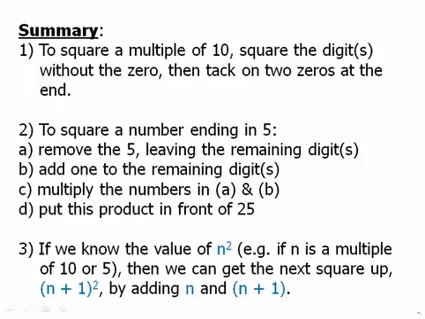And finally, the really big trick: if we know the value of n squared, and especially this is easy if n happens to be a multiple of 10 or multiple of 5, then we can get the next square up, which is n plus 1 squared, by adding n and adding n plus 1. Or we could go down by 1 by subtracting n and then subtracting the next one down. So these are very important mental math tricks when you need to find squares.